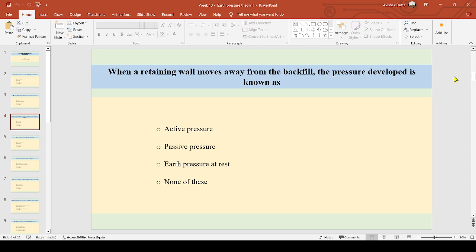When a retaining wall moves away from the backfill, the pressure developed is known as. Your options are active pressure, passive pressure, earth pressure at rest, or none of these.